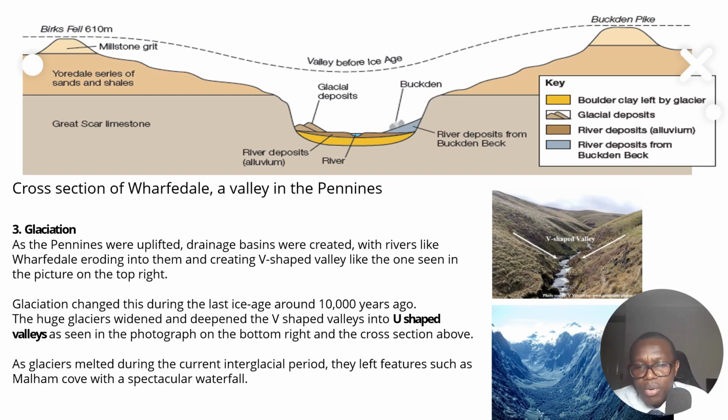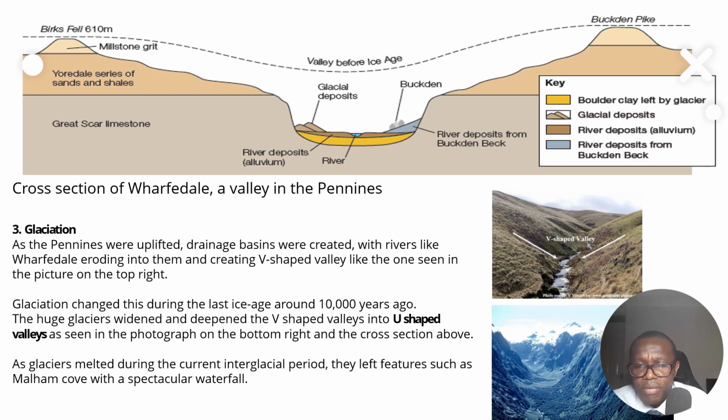However, this kind of shape of a river valley was then changed and transformed by glaciation, which is a process that took place here in the UK around 10,000 years ago. Now, we know that the Earth experiences glacial periods as well as interglacial periods. The interglacials are the warmer periods, and the glacial periods are the colder periods, where we have a lot of ice sheets moving across the landscape. And that is what happened here in the UK around 10,000 years ago.